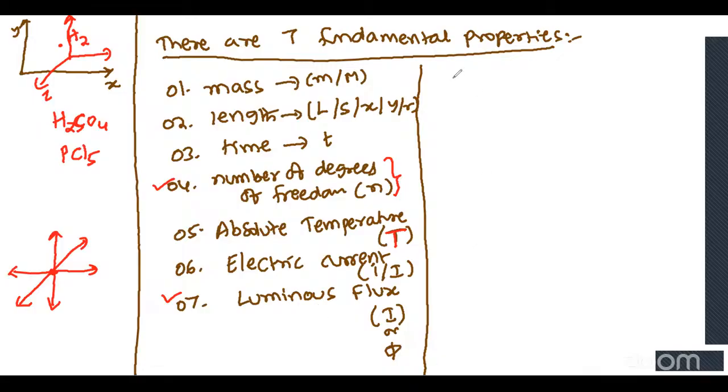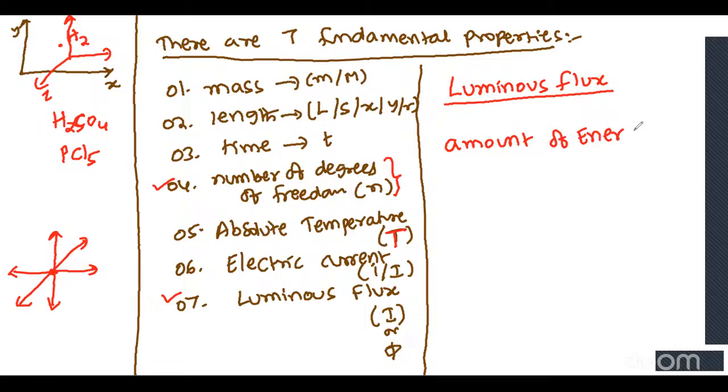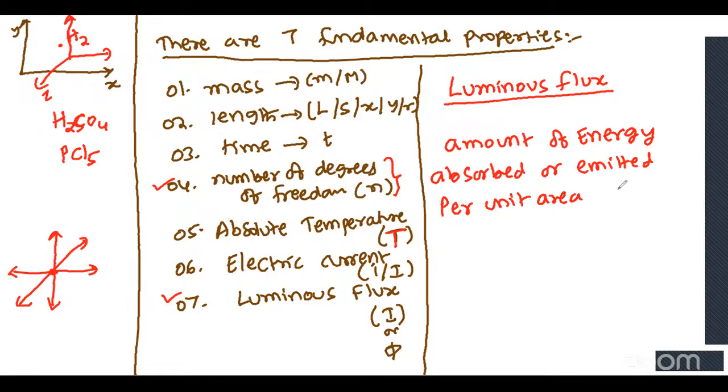Next, luminous flux. Luminous flux is defined as the amount of energy absorbed or emitted per unit area and per unit time. That can be called luminous flux.